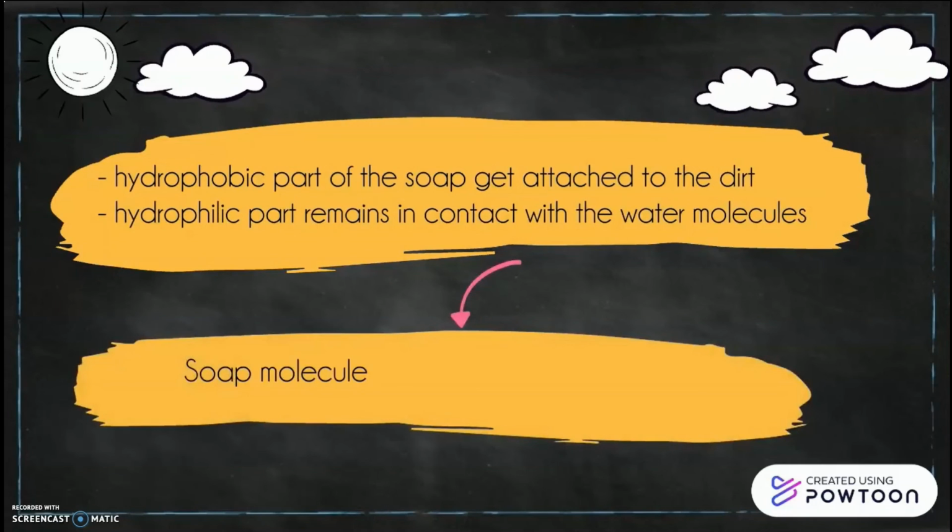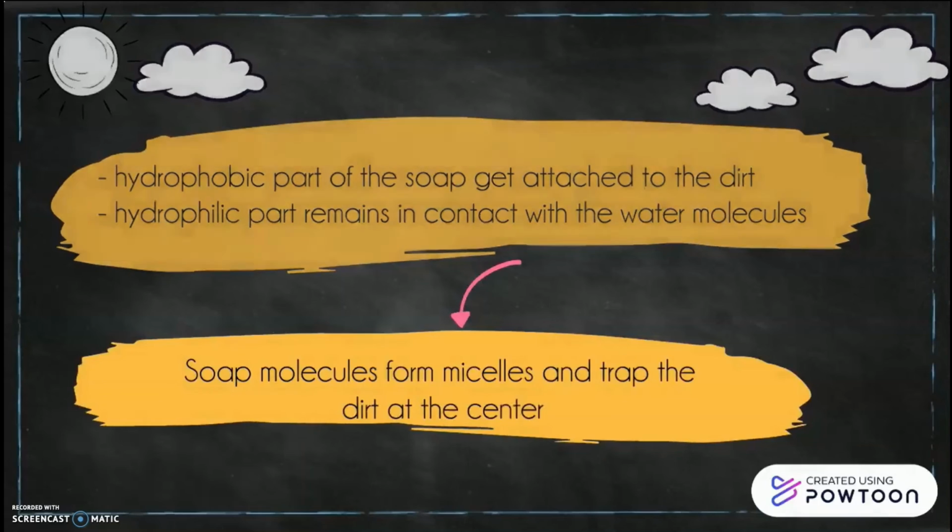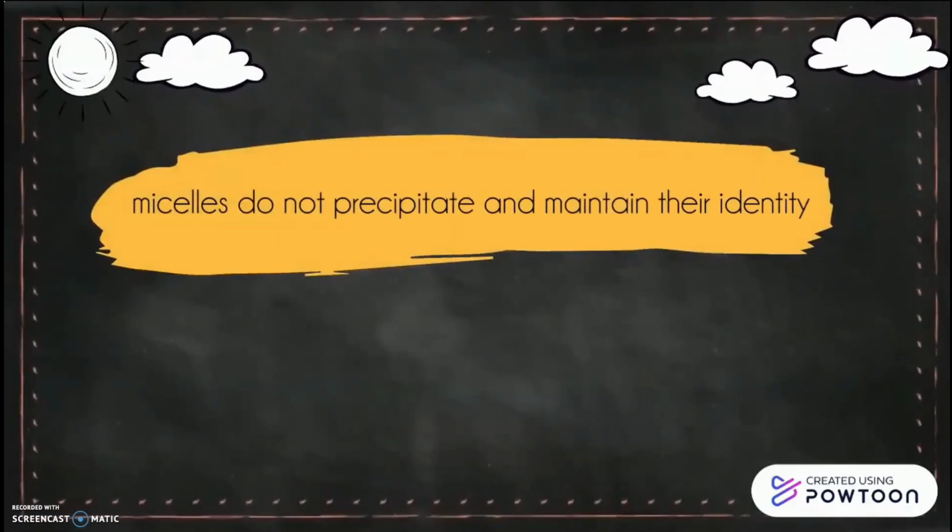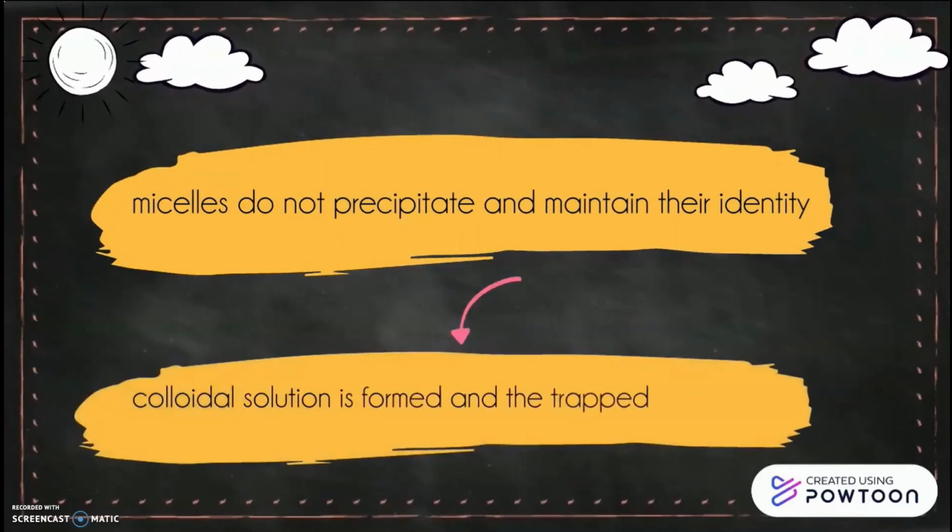The soap molecules form micelles and trap the dirt at the center. The micelles do not precipitate and maintain their identity. This forms a colloidal solution and the trapped dirt can be easily rinsed off.